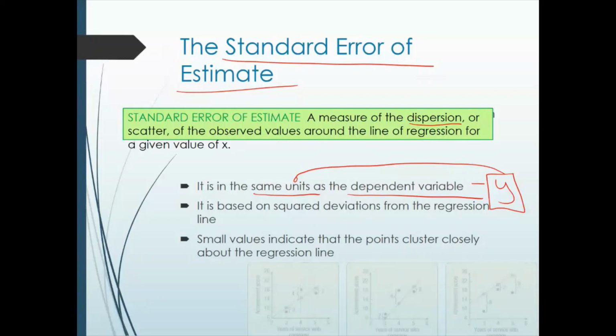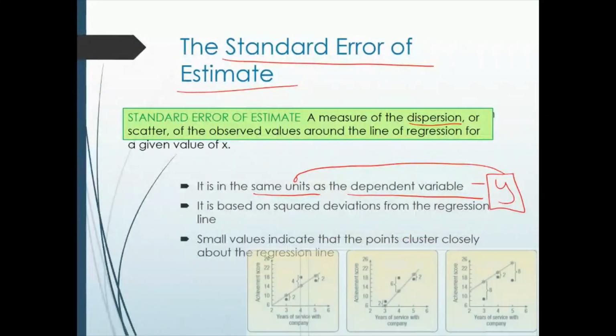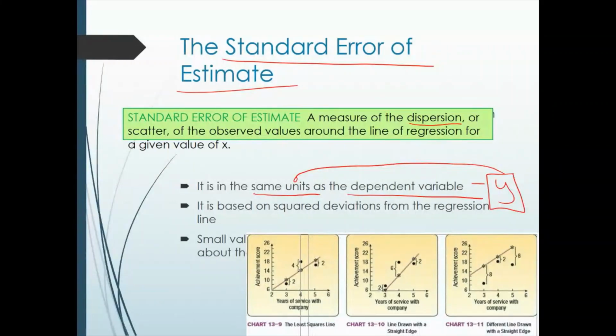What does this mean? Let me go back. The smaller the standard error, the closer the data points will be to the line. So this is another way to tell you how far or how close each of the data points are to the particular regression line. So you obviously want a standard error that is as small as possible. The smaller the error, the better the line, or the equation, is.